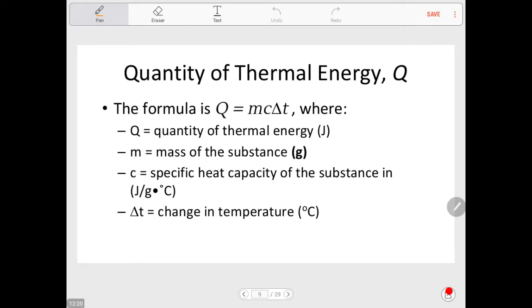So here you go. Here's a formula for you. It is Q equals MC delta T. And yes, I am going to show you some sample calculations. Capital Q is a quantity of thermal energy, that's in joules, a capital J. M is the mass of the substance in grams. C is the specific heat capacity of the substance in joules per gram times degrees Celsius. We'll get to that. And delta T means change in temperature.